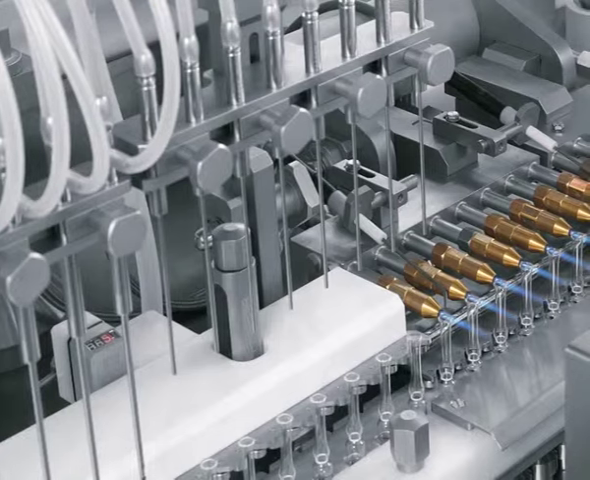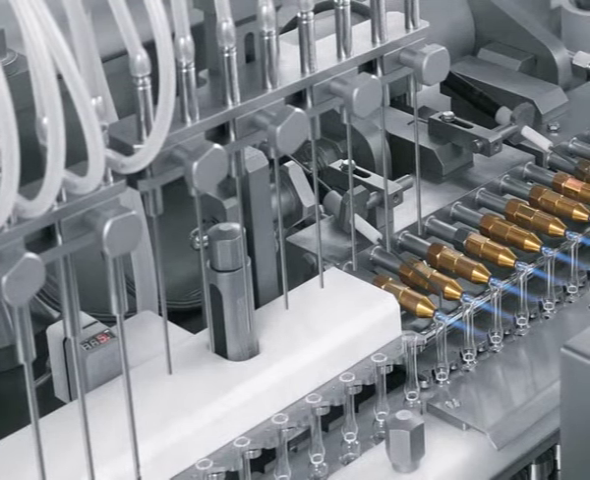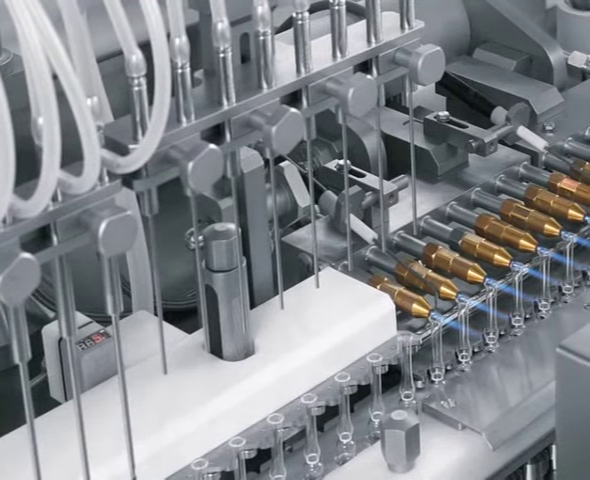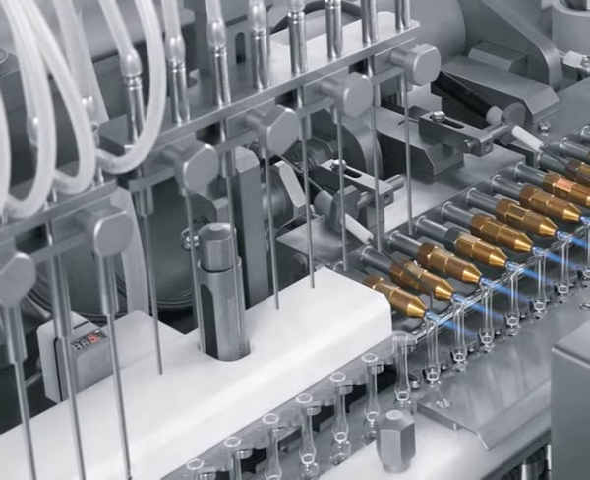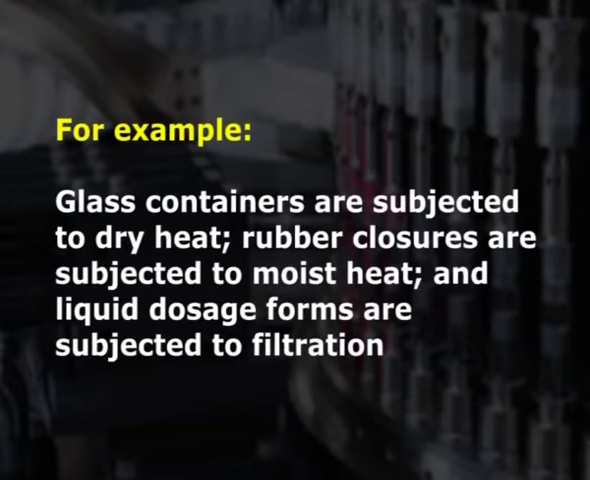Before aseptic assembly into a final product, the individual parts of the final product are generally subjected to various sterilization processes. For example, glass containers are subjected to dry heat, rubber closures are subjected to moist heat, and liquid dosage forms are subjected to filtration.